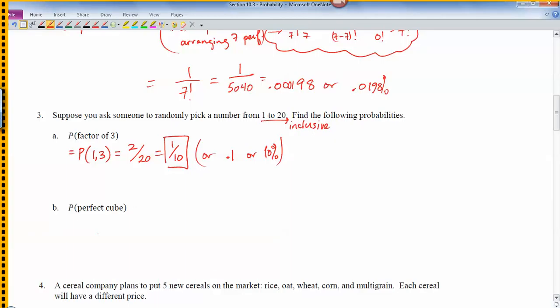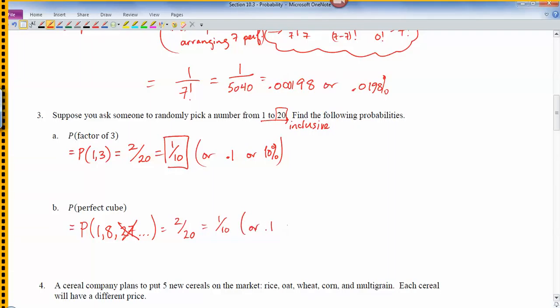Okay, what's the probability that it's a perfect cube? Well, perfect cube means 1 cubed, 2 cubed, 3 cubed. So it's the probability of it being 1, which is 1 cubed, or 2 cubed, which is 8, or 3 cubed, which is 27. You could keep going, but any number bigger than 20 isn't going to count. So as soon as I get 27, I'm done. So that's 2 out of 20, so 1 in 10, or 0.1 or 10% again.